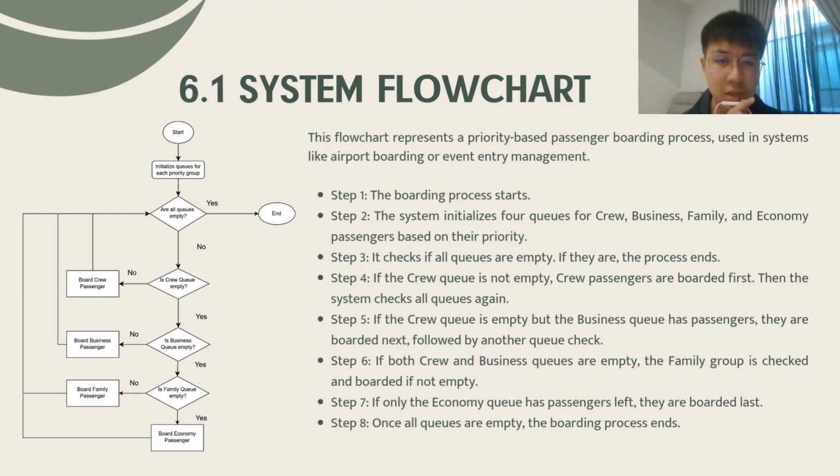If not empty, the system checks the crew queue. If the crew queue is not empty, the crew passengers are boarded first. Then the system checks all queues again. If the crew queue is empty but the business queue has passengers, they are boarded next. At step 6, if both crew and business queues are empty, the family group is checked and boarded if not empty. At step 7, if only the economy queue has passengers left, they are boarded last. At step 8, once all queues are empty, the boarding process ends.